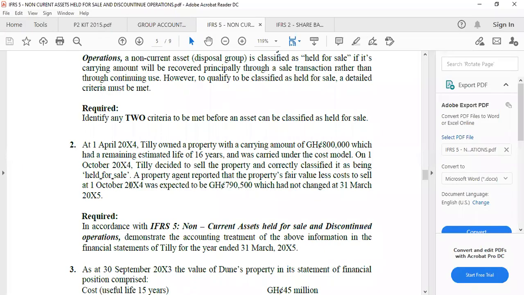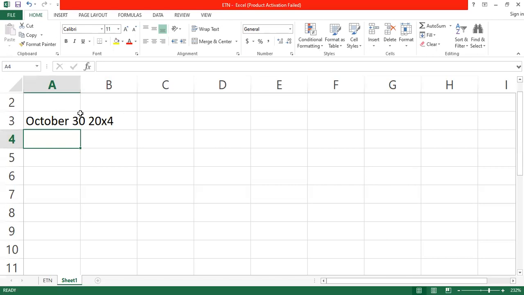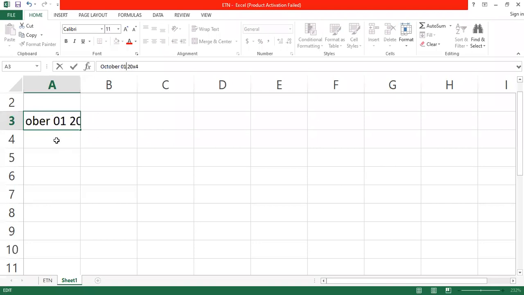It's October 1. April, May, June, July, August, September. Okay, that is 6 months. All right, so let's come here. Let's find our carrying value at October 1, not 30. This one, 01. So October 1. What is the carrying value now?